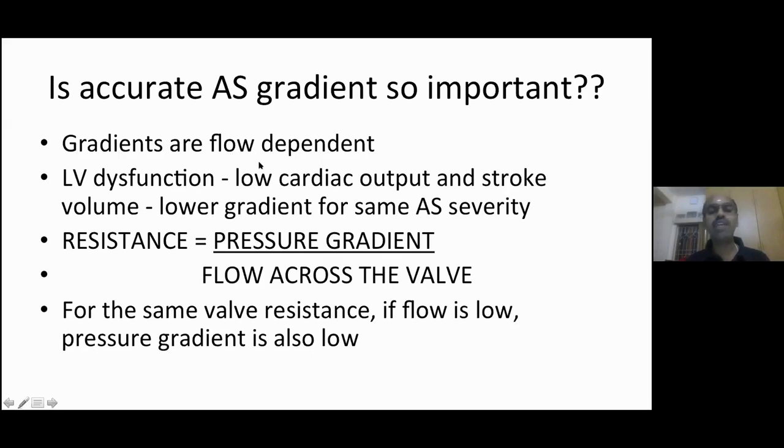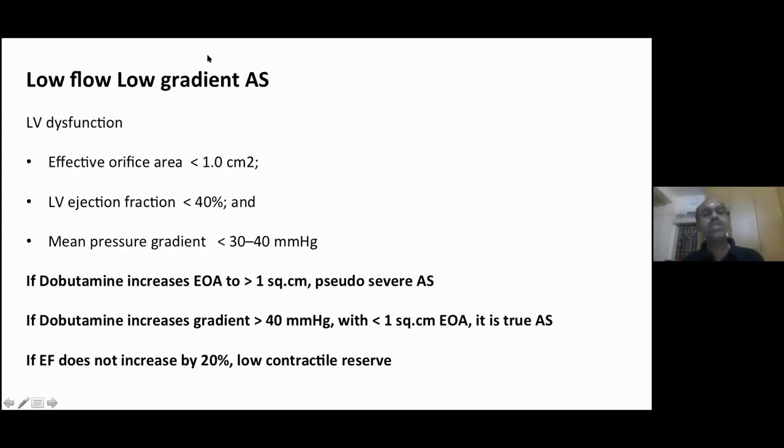So if you are having LV dysfunction, there is low cardiac output and low stroke volume. Low stroke volume will result in lower gradient for the same aortic stenosis severity. The aortic stenosis is giving the resistance. So the aortic valve resistance is equal to pressure gradient by flow across the aortic valve. And so for the same degree of aortic valve resistance, if the flow is low, the pressure gradient will be low. So this comes to the concept of what is low flow, low gradient aortic stenosis.